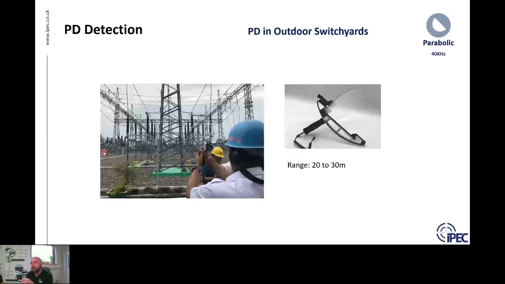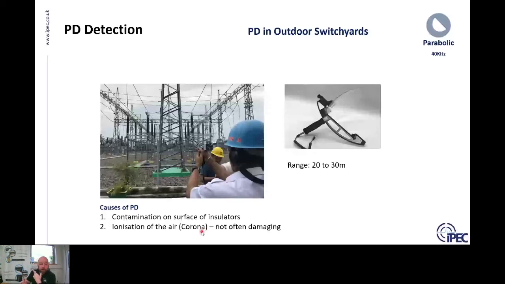Now, the only warning I would give is that the type of activity you may find on this type of equipment is contamination of the insulator or ionization of the air due to corona. Although corona will look like PD, typically it's not so damaging because the air is being ionized from a conductor. It's not actually damaging an insulation over time.